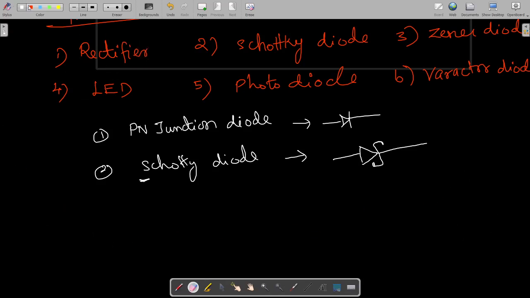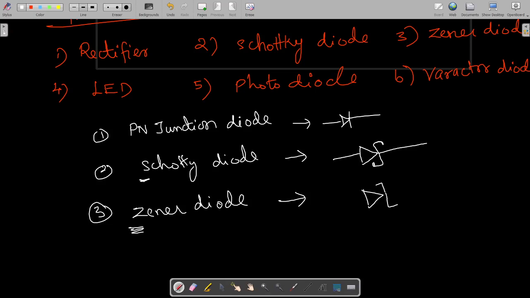Then the third one is the Zener diode. Zener means Z is there. So the anode is as such, and for this Z symbol, the cathode would be given like this. That's it. This is the Zener diode.